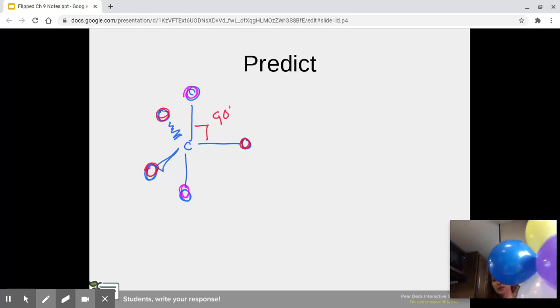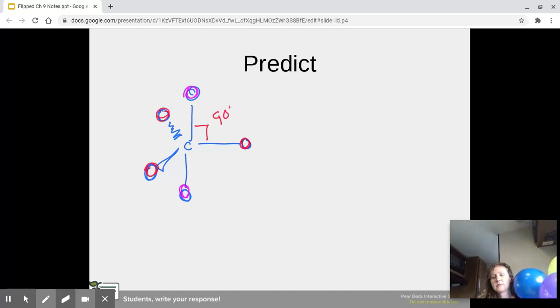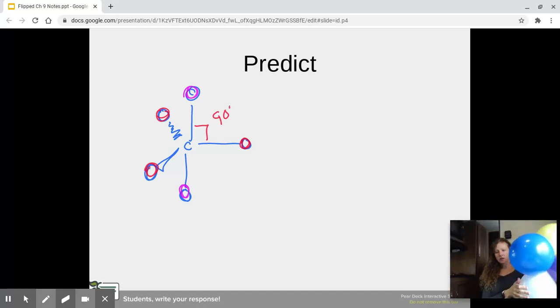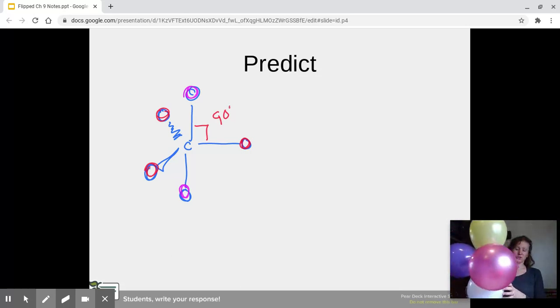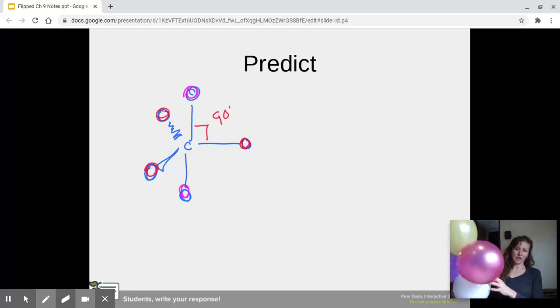Notice, okay, yellow to blue, 90 degrees. Yellow to purple, 90 degrees. Yellow to pink, 90 degrees. They're all 90 degrees to that yellow balloon. Also, all 90 degrees to the white balloon. But what are they to each other?